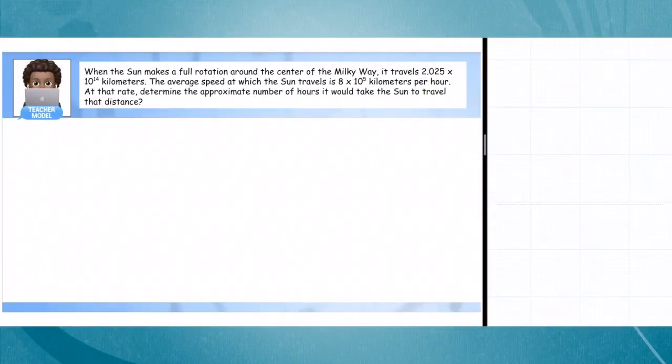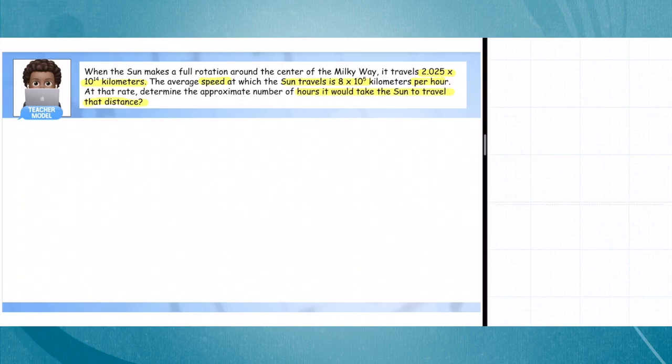Take a moment to read this problem to yourself while I read aloud. When the sun makes a full rotation around the center of the Milky Way, it travels 2.025 times 10 to the 14th kilometers. The average speed at which the sun travels is 8 times 10 to the 5th kilometers per hour. At this rate, determine the approximate number of hours it would take for the sun to travel that distance.